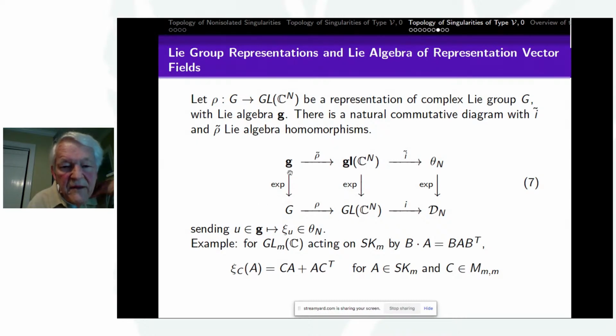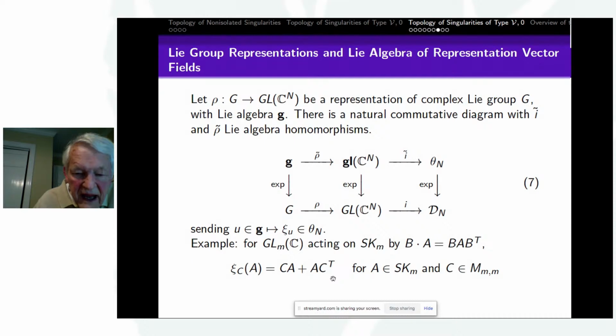Well, we can send any element of G all the way across. These are Lie algebra homomorphisms all the way over to here, and we get a vector field over here, which I'll denote psi_u. Let me give you an example for GL_M acting on the skew symmetric matrices by A goes to BAB transpose. The corresponding vector field for an element C in the Lie algebra of the general linear group, which is just an M by M matrix, acts on a skew symmetric matrix A by just CA plus AC transpose. This is gotten by differentiating this equation, basically.